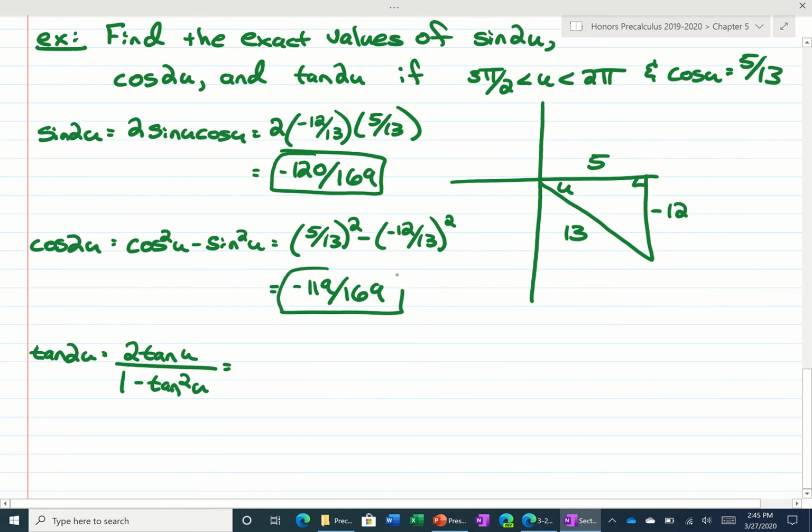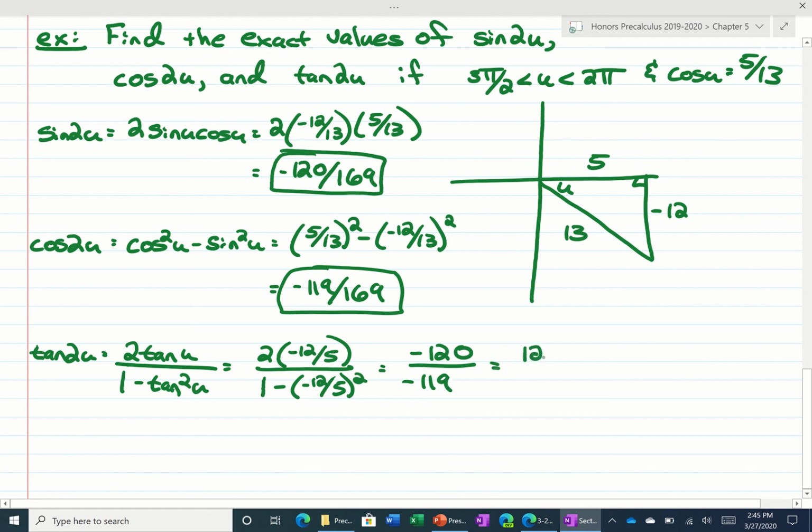And then for our last problem, it says find the tangent of 2u. So this would be 2 times negative 12 over 5 divided by 1 minus negative 12 over 5 squared. The top here would be negative 120, and the bottom here would be negative 119. So our final answer would be 120 over 119.